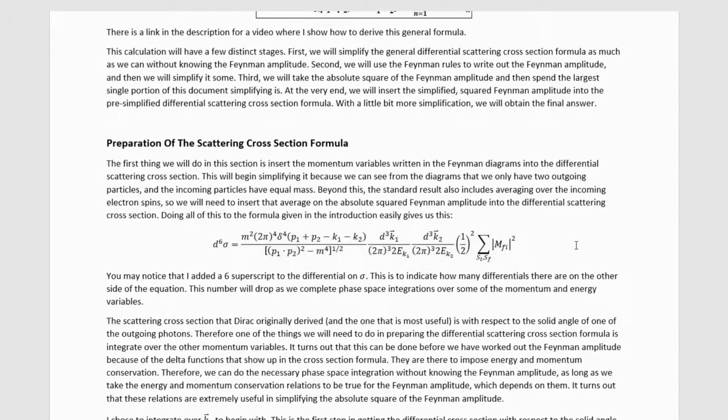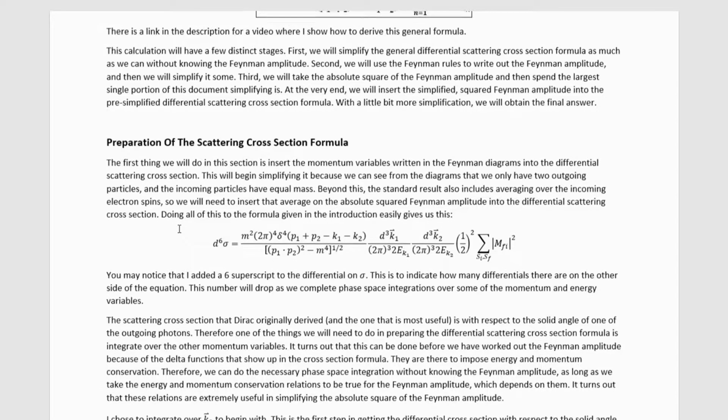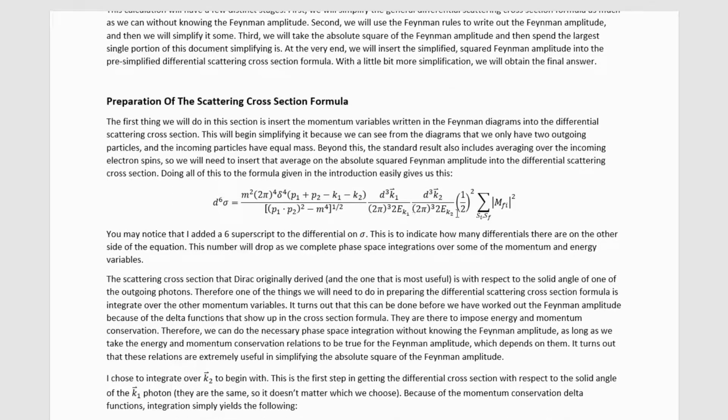At least it does if we do one more thing concerning the Feynman amplitude. Beyond this, the standard result also includes averaging over the incoming electron spins, so we will need to insert the average on the absolute squared Feynman amplitude into the differential scattering cross-section. So all of those things get us to here.